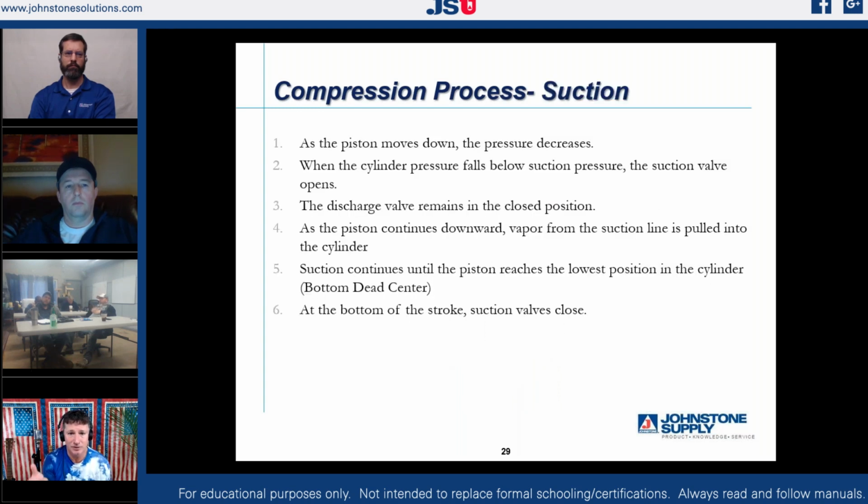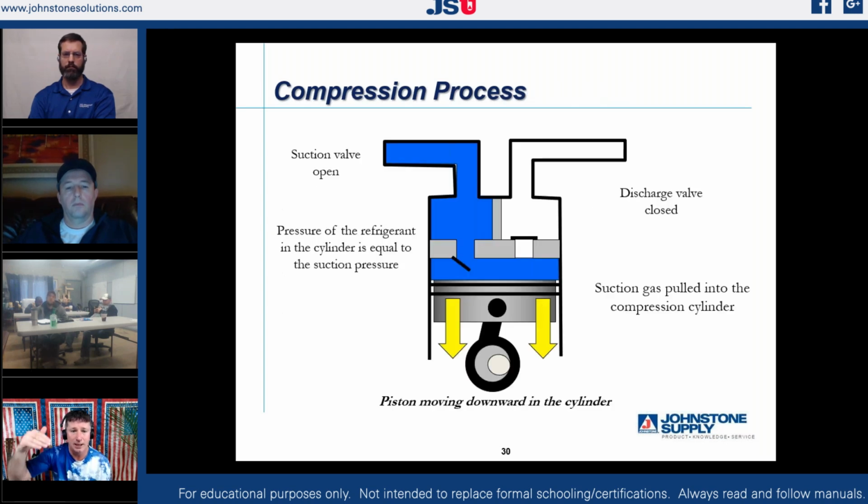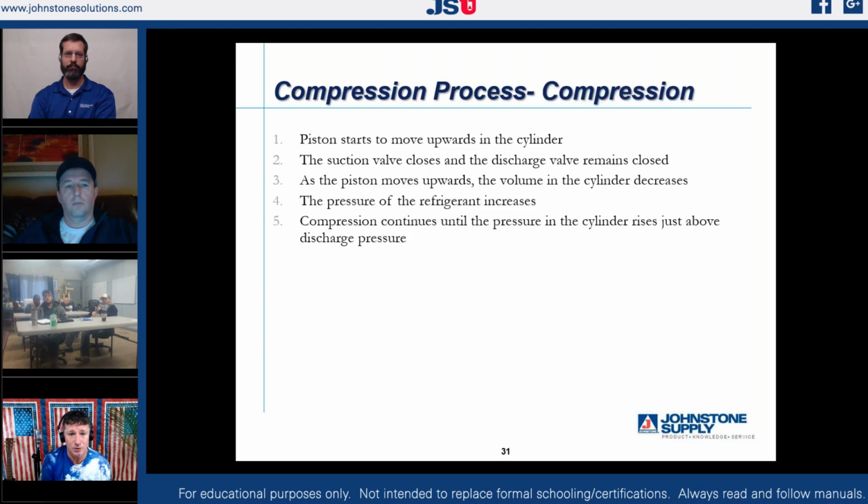Then as the piston moves down, our pressure decreases, the cylinder pressure falls below its suction pressure, the discharge valve remains in the closed position for a point, and as the piston continues down, vapor from the suction pulls into the cylinder, okay? So our valve is going to open on our suction side of our plate, and it's going to try to maintain closed. So think about the amount of pressure on the back side of those valves. There is a lot of tension on the valves on a reciprocating compressor, a lot of mechanical motion there.